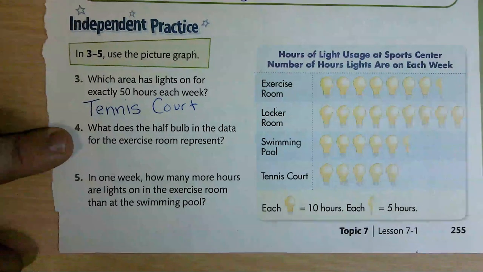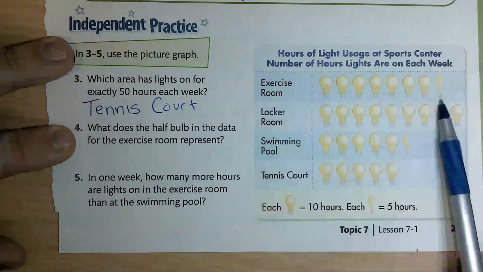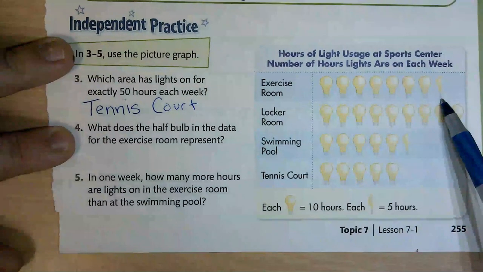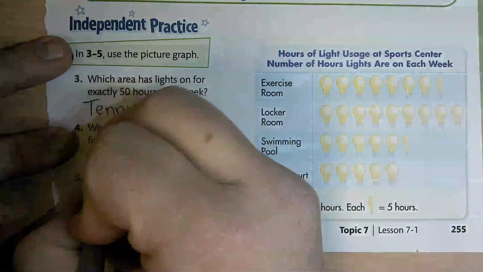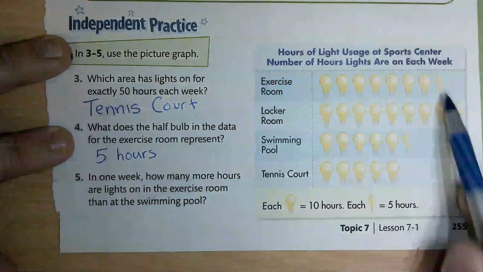Next it says, what does the half bulb in the data for the exercise room represent? So when I find the exercise room and I see, ooh, over here it's got that at half. What does that mean? Well, does that mean 10 hours? No, it means 5 hours. So it means 5 hours because that's what it represents whenever we have those halves.